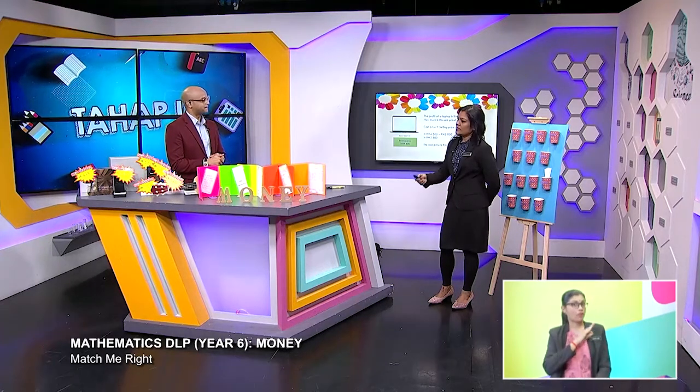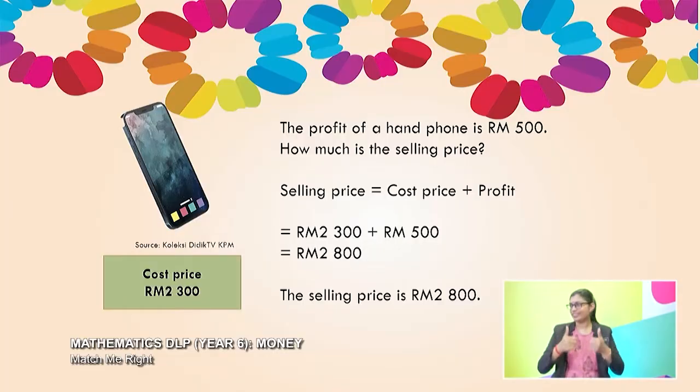Correct? Okay. Good understanding. Okay, next we have another example of a smartphone. The profit of the smartphone is 500, right? How much is the selling price? The cost price for this is 2,300. So because like what Teacher Kalai has mentioned earlier, the cost price is 2,300. If I want to sell it with a profit of 500 ringgit, I have to add that. So cost price, add the profit, and the selling price will be 2,800 ringgit.